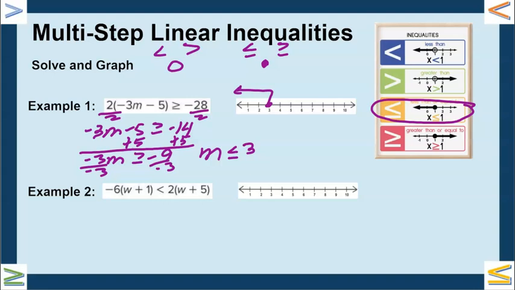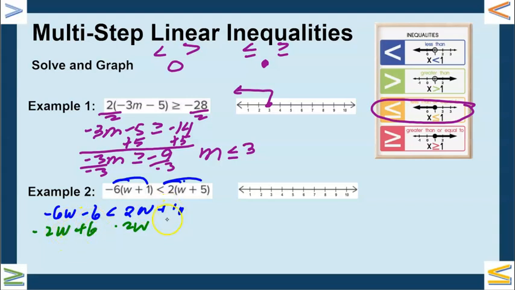Here I've got parentheses on both sides, so I need to distribute to get rid of the parentheses. This is going to give me negative 6w minus 6 is less than, and then distributing the 2 gives me 2w plus 10. Next step, to get our w's to one side, I'm going to subtract 2w on both sides, and I'm going to add 6 to both sides. And now I'm left with negative 8w is less than 10 plus 6, which is 16.